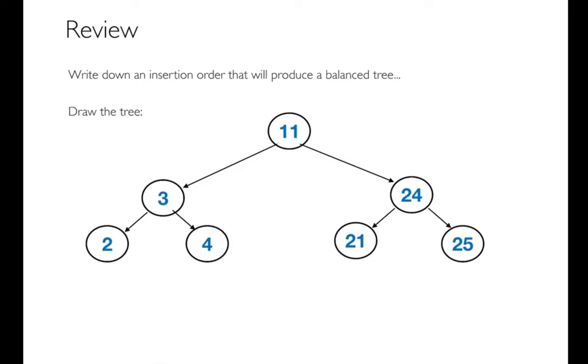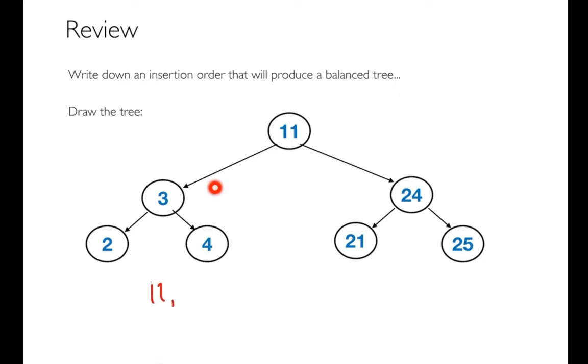So another thing I want to do: before, I gave you an insertion order and then asked you to say what the tree looks like. Here we're going to work backwards. I started with a tree, and we figure out what order things were inserted in. And what I see is that the first thing that happened is 11 was inserted, right? Because whatever gets inserted first is the root. So I'm going to have 11 first. And there are lots of possible answers here.